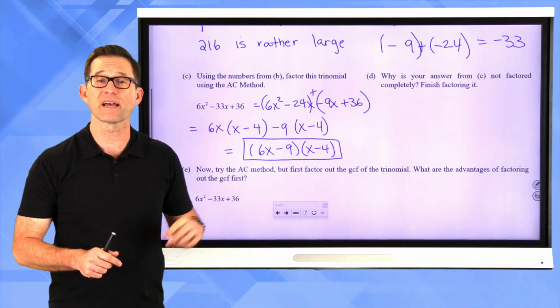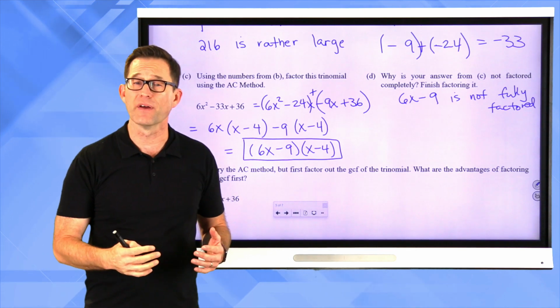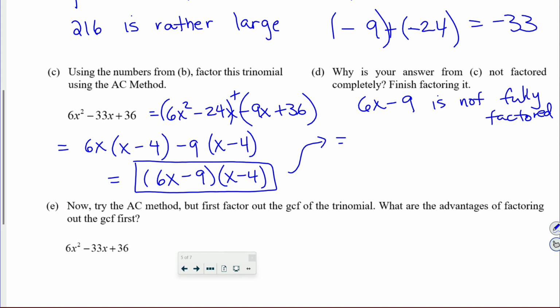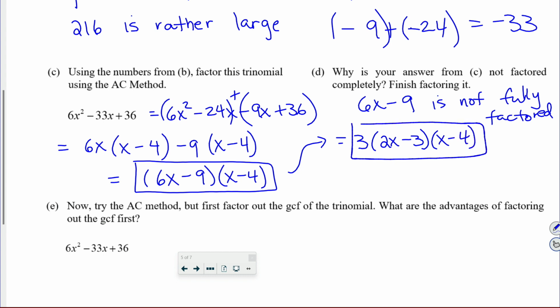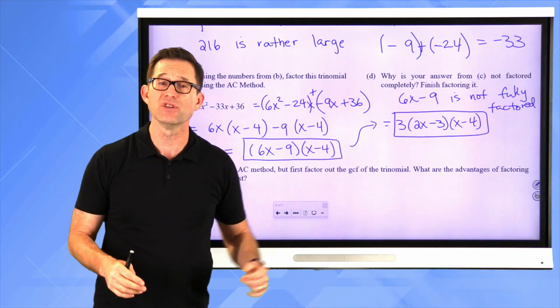And therefore, 6x minus 9 is not fully factored. You can extract a 3 out of it. In fact, if I factor this now, I can write this as 3 times 2x minus 3 times x minus 4. All I'm doing is rewriting the 6x minus 9 as what it's equivalent to, 3 times 2x minus 3. Now, why is there that GCF?